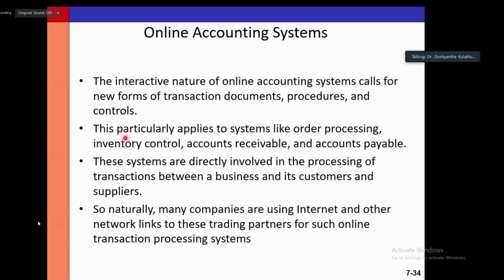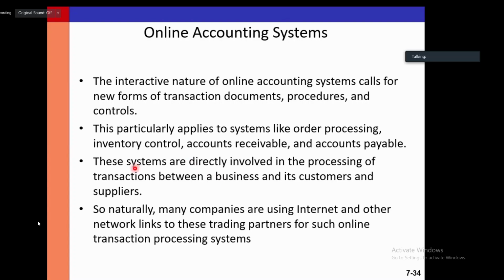This particularly applies to systems like order processing, inventory control, accounts receivable, and accounts payable. These types of transactions are now performed in real time, and the relevant details have to be updated in real time. Otherwise, the organization may be in trouble in making certain decisions. So the procedures, documents, guidelines and instructions that have been given earlier may not be valid anymore, and a new set of procedures, documents and guidelines may be required.